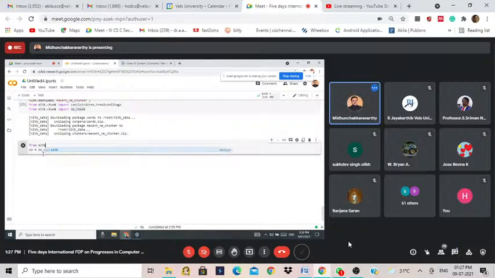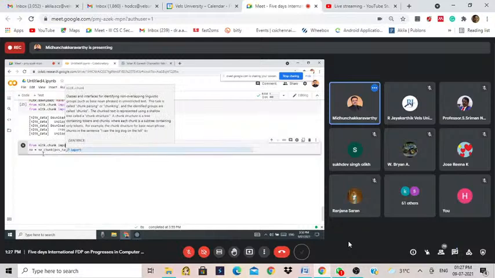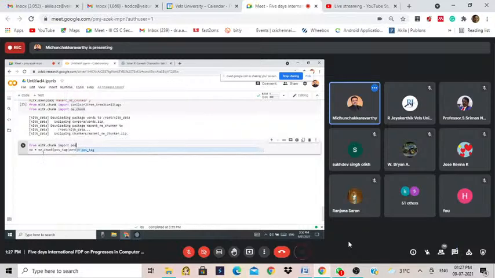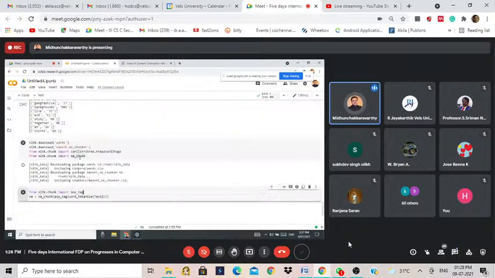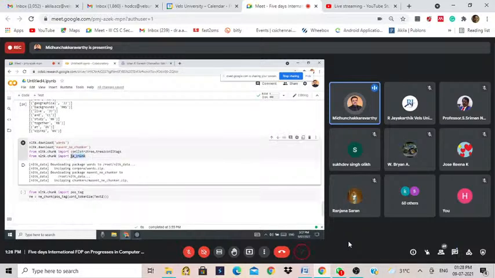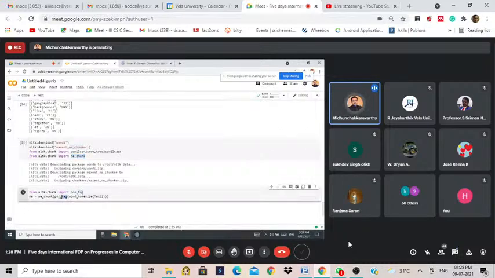NLTK chunk. Now I think I don't need pivot stack, because it must be there for chunks. It may not affect. So now what I have done is I have created a chunk. I'm going to create a group, and I have imported NLTK chunk, and this is the variable we have incorporated into here. And then we are importing pivot stack because we are using pivot stacks as well.